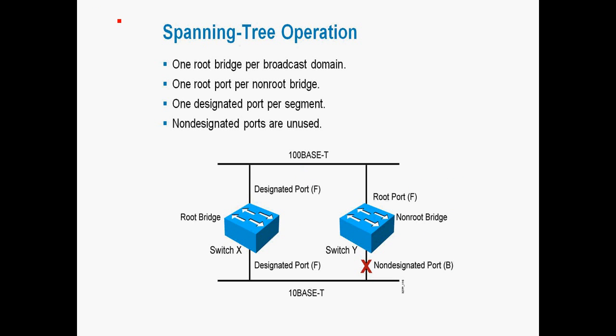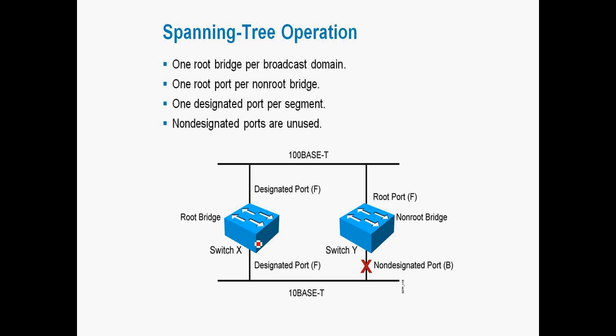Spanning tree operations. In spanning tree operations, there is one root bridge per broadcast domain. That means if switch A and switch B have two VLANs, VLAN 100 and VLAN 200, then in VLAN 100 there is only one root bridge. Then there is one root port per non-root bridge. If the switch is not the root bridge, it contains only one root port, and one designated port per segment. Non-designated ports are unused.